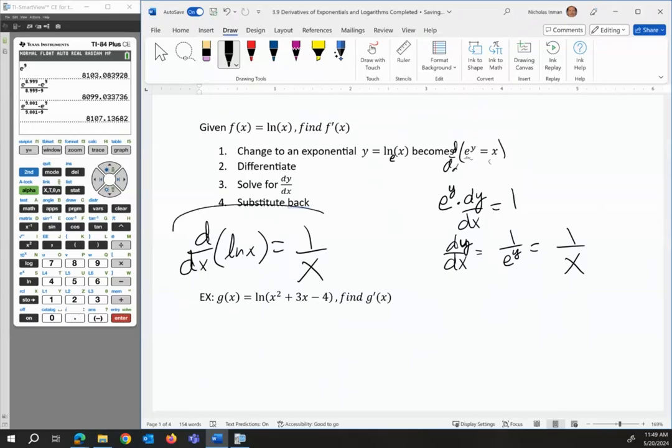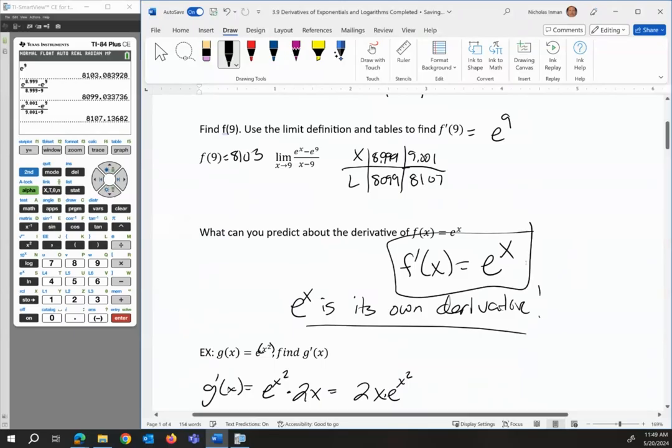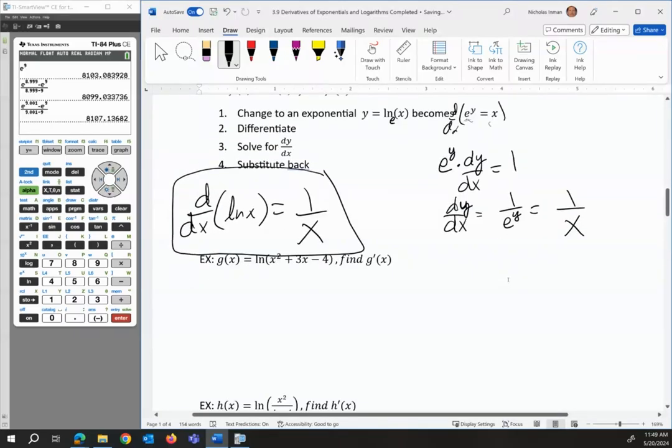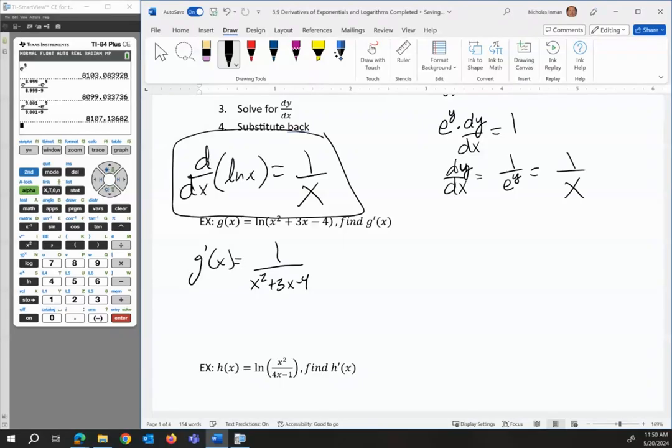That is the next big picture idea. The derivative of e to the x is e to the x. The derivative of natural log is 1 over x. To take the derivative of this problem, I have the natural log of this polynomial. So to do g prime, I have something inside of a natural log, so I have to do the chain rule. The derivative of the natural log is 1 over x, but in this case, it'll be 1 over x squared plus 3x minus 4 times, the chain rule says multiply by the derivative of the inside, so times 2x plus 3.